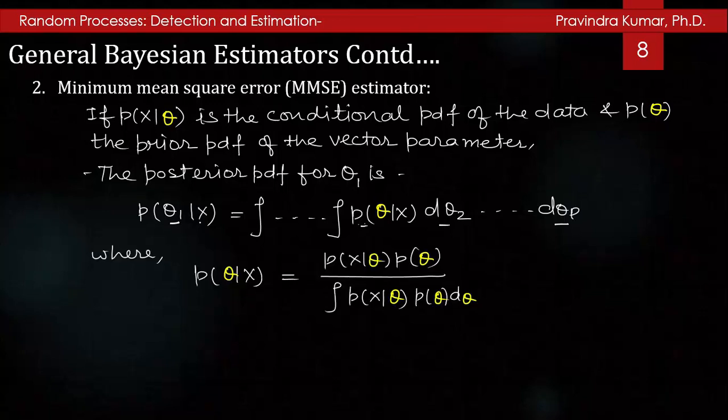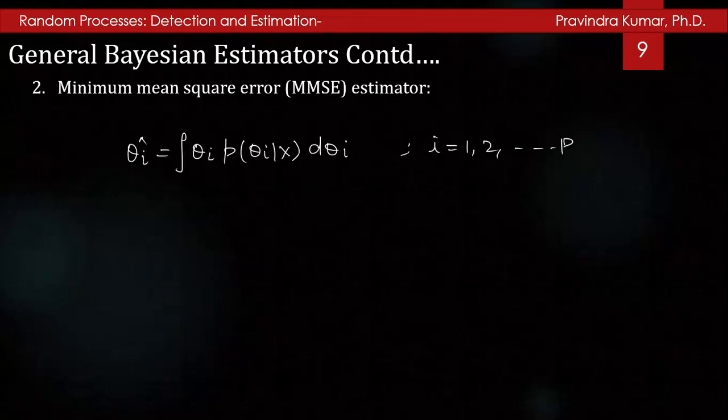Here the conditional PDF p(θ|x), from Bayes theorem, is p(x|θ)p(θ) divided by the integration of p(x|θ)p(θ)dθ. And from here you can get the estimated value of θ1. θ1 cap is the conditional expected value of θ1 given x, so it will be the integration of θ1 p(θ1|x) dθ1. Or you can say θi cap is equal to the integration of θi p(θi|x) dθi, where i is from 1 to p.